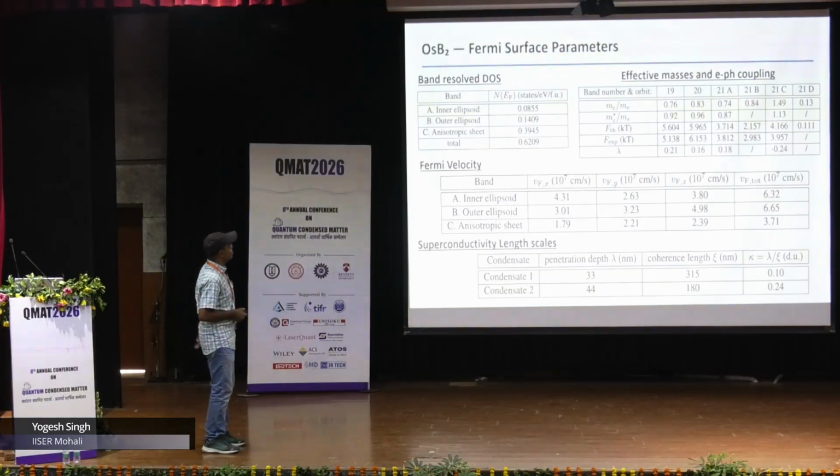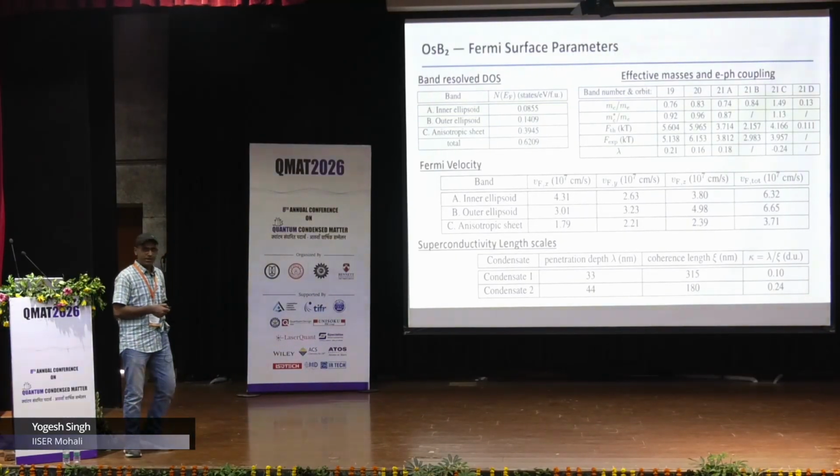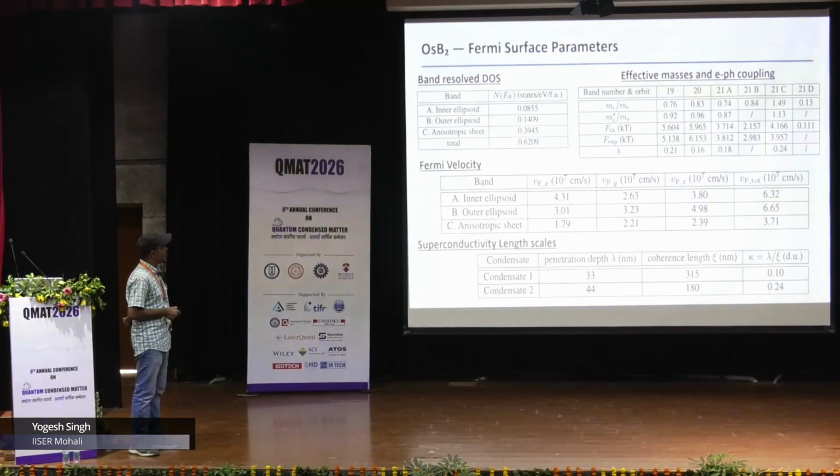So this is a busy slide, but it collects all the Fermi surface parameters that we could extract. Things that I will use later are the following. There are two ellipsoids which are nested inside each other, and they contribute a certain density of states. And the anisotropic tubular sheet contributes the largest. So most of the density of states comes from the tube.